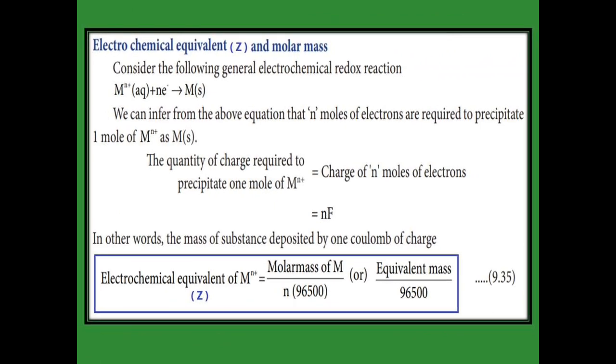Let us consider the general electrochemical redox reaction, given below. In that, it needs n mole of electrons to change M to the power of n plus into M as a precipitate. So the quantity of charge required to precipitate 1 mole of M is the charge of n mole of electrons, that is nF. The electrochemical equivalent we can derive as molar mass of M divided by n into 96,500. The 96,500 is the Faraday value. In another formula, the electrochemical equivalent is equivalent mass divided by 96,500.